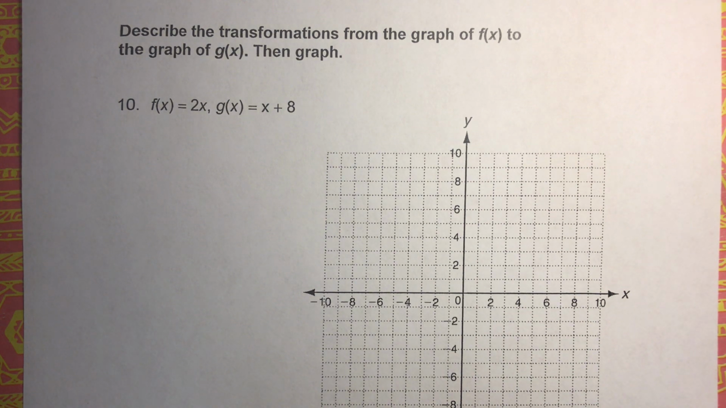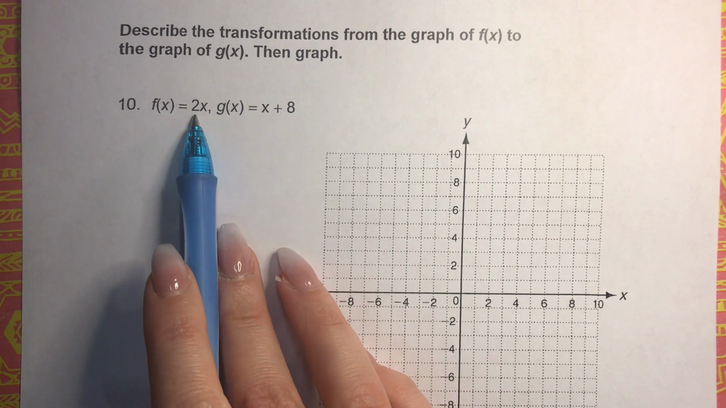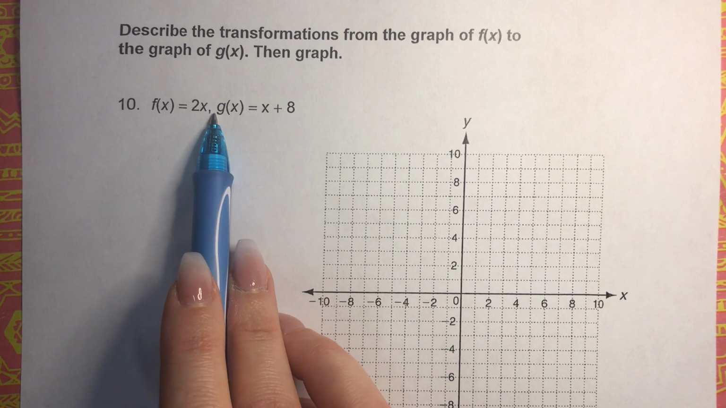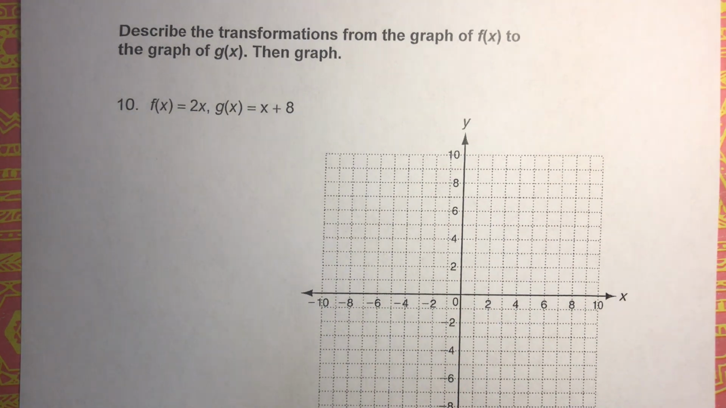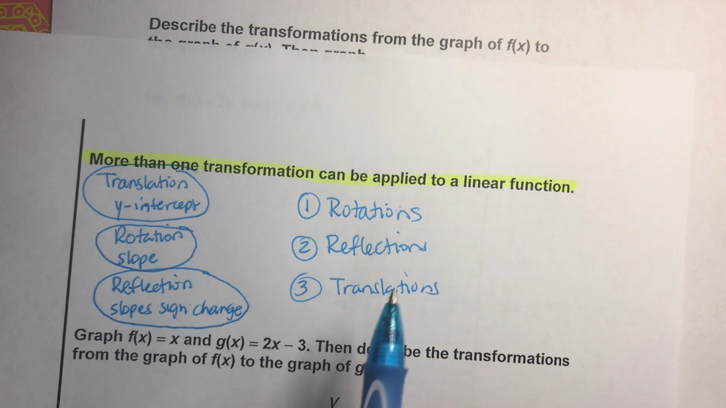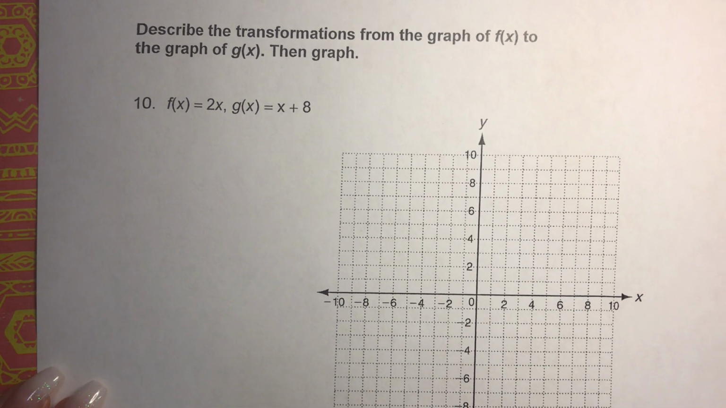Okay, let's see how you did. So we are translating from f of x to g of x. So what's happening? I see that the slope is changing. It's at 2 and then it becomes 1, right? And I also see that the y-intercept is changing. It goes from 0 to 8. So remember, when we're talking about the order of transformations, we need to talk about the rotations first and then the translations. So let's go ahead and get started.